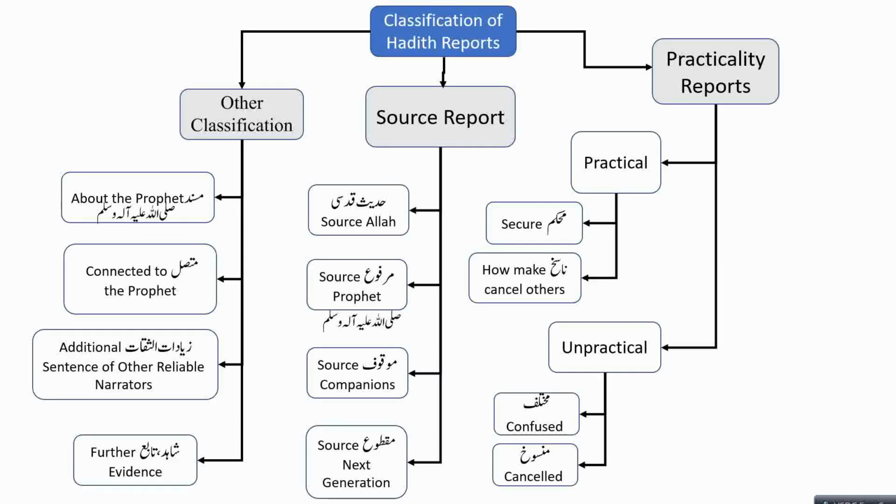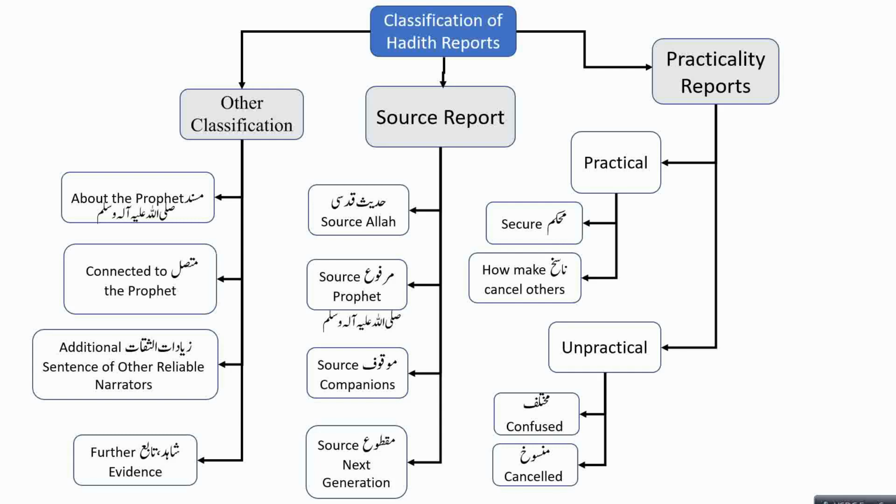You know that this classification of hadith reports is about whether they are practical or impractical, whether they are secure or cancelled. You'll have to check it. Also whether the report is about the Prophet or the source is Allah. If from God, some discussion is done with the Prophet sallallahu alaihi wasallam. Mawquf means that this is just the sentence of a companion. Maqtu' means that this is the sentence of a scholar of the next generation. So definitely Maqtu' is not a very reliable report.